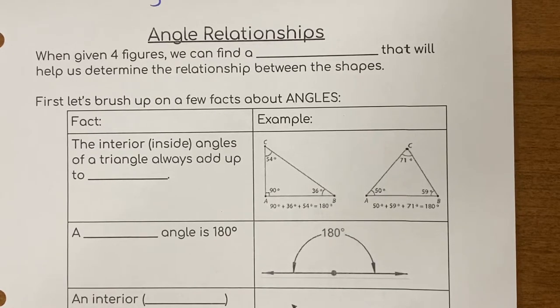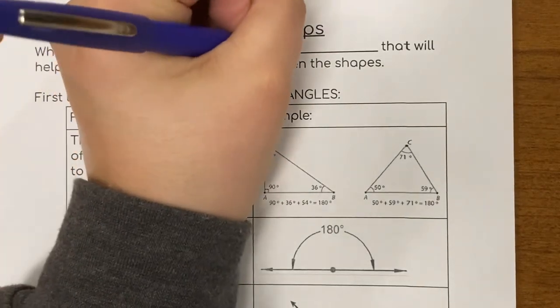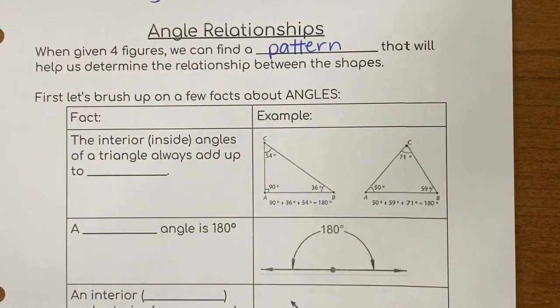Today we're going to be talking about angle relationships. When given four figures, we can find a pattern that will help us determine the relationships between the shapes. Before we get into those patterns, let's brush up on a few facts about angles.